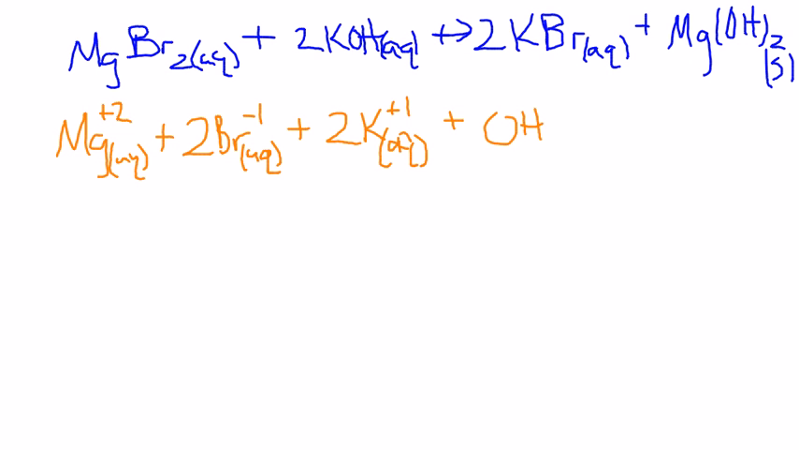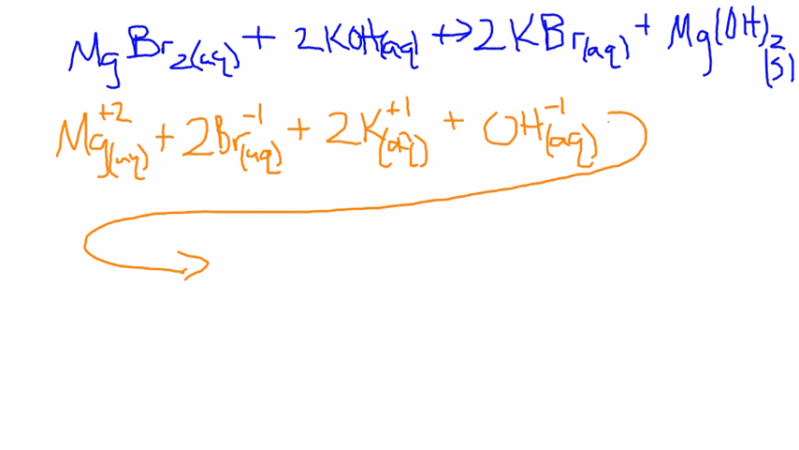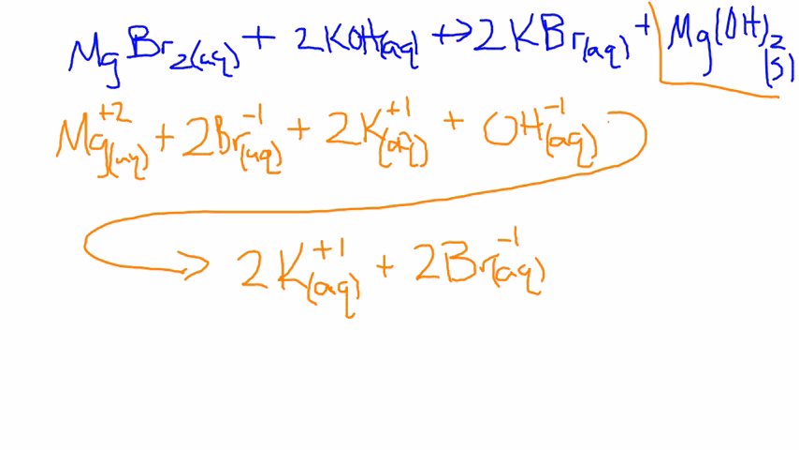And again, that's aqueous. Hopefully you're noticing a trend here. And then we're going to draw a long arrow here to the 2 KBr. So we'll have 2 K+1, aqueous, plus 2 Br-1, aqueous. And then our precipitate here is going to be the magnesium hydroxide, so we'll add just that, MgOH2, and that is a solid. Okay, we know what our precipitate is.